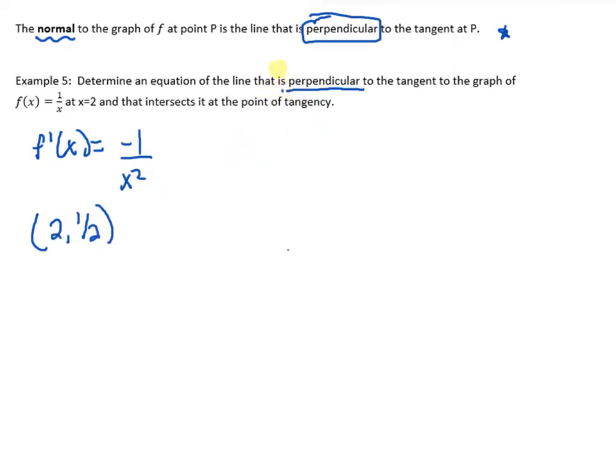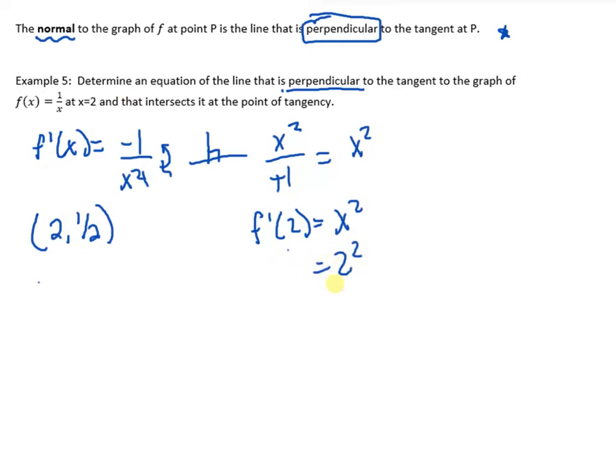So we want an equation of a line that's perpendicular to the tangent. The slope of our tangent is negative 1 over x squared. So for perpendicular, we're going to flip and then make this negative a positive. So our slope now is x squared. That means our slope at the point 2, because remember we're doing a normal at the same point, is going to be 2 squared, which is 4. So our normal is going to have a slope of 4, which makes sense because on the previous slide we had negative 1 over 4. So again, it's a negative reciprocal.